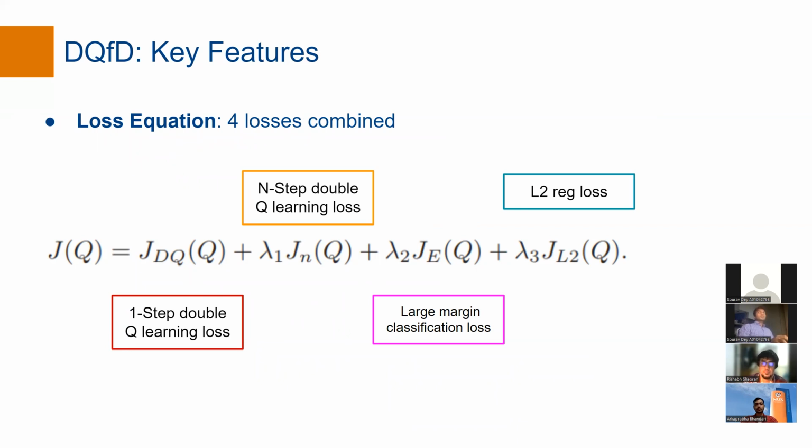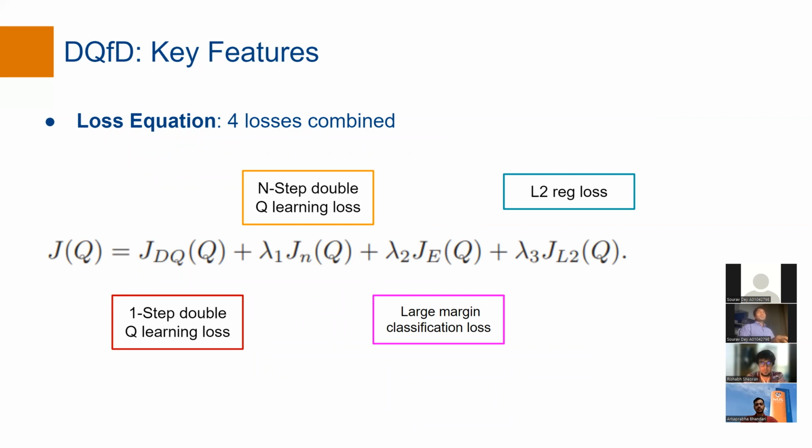The next thing is the large margin supervised loss. Now, this pushes the values of the agent's action to be at least a margin lower than that of the demonstration-based actions. This was again done to prioritize demonstration data over the self-generated data. This is actually similar to how we prioritize demonstration data that was shown a couple of slides ago when it comes to sampling. And lastly, the L2 regularization loss, this is fairly standard.